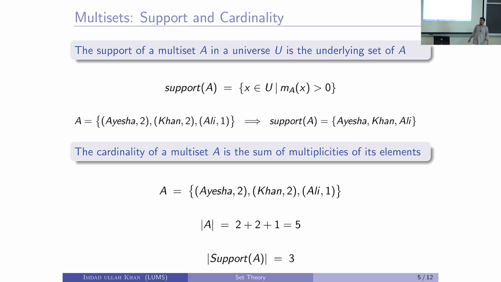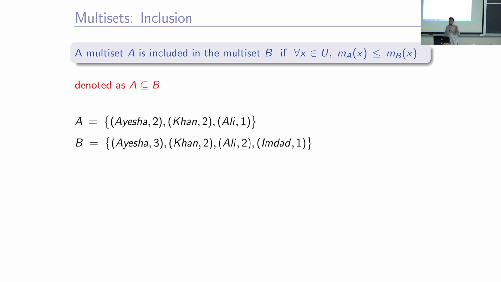Okay. Some operations, again, it's kind of a subset, but it's called inclusion here. Inclusion of a set A: multiset A is included in multiset B if the multiplicity of every element of A is less than or equal to the multiplicity of the corresponding element in B.